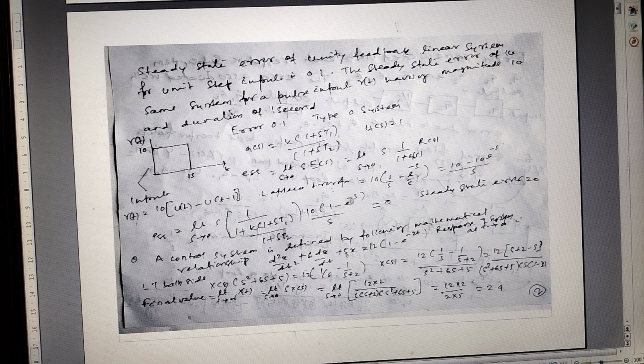This is the steady state error analysis, and if you know the steady state error analysis, you can do this type of problem. Very easy one. ESS is equal to limit s tends to 0 of sE(s). Then another thing you should know is the Laplace transform.